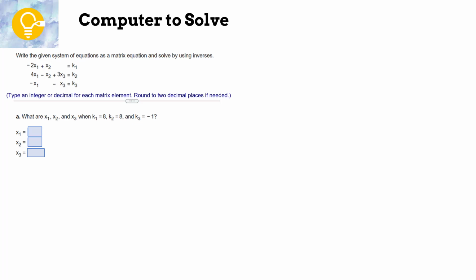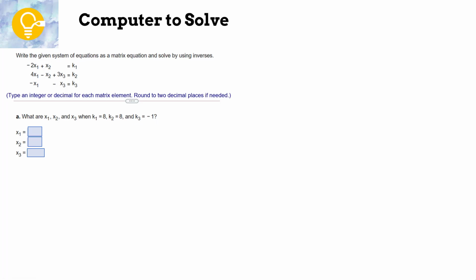Here's another one for you to try. Write the given system of equations as a matrix equation and solve using inverses. For this one, you're going to notice that we have x sub 1, x sub 2, and x sub 3 as our variable matrix. But our constant is k sub 1, k sub 2, k sub 3. And what's that? K sub 1 is 8, k sub 2 is 8, and k sub 3 is negative 1. All right, pause the video, do it, and we'll work it together.